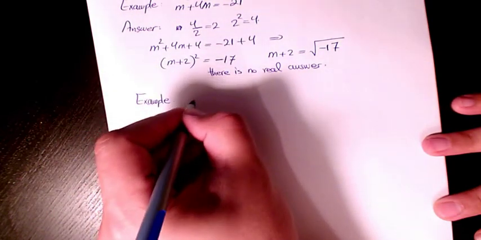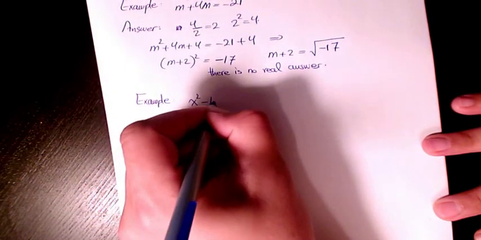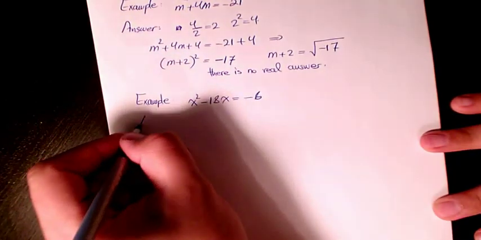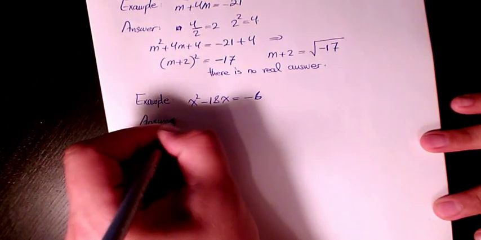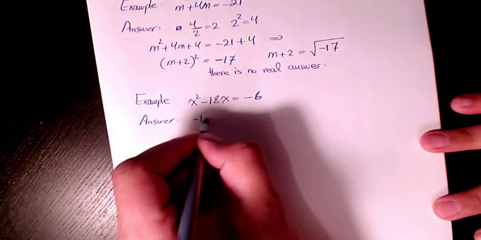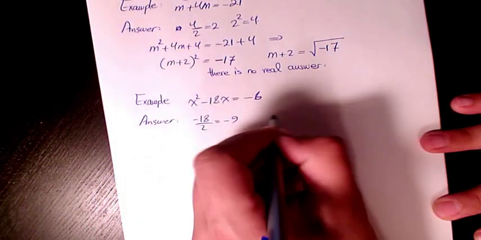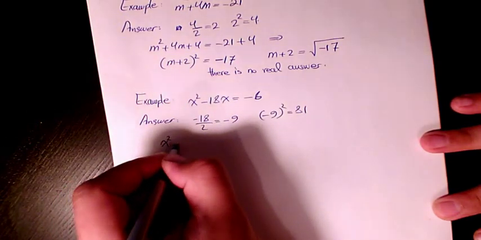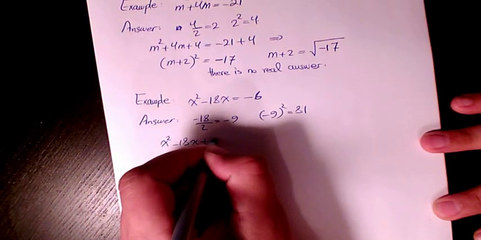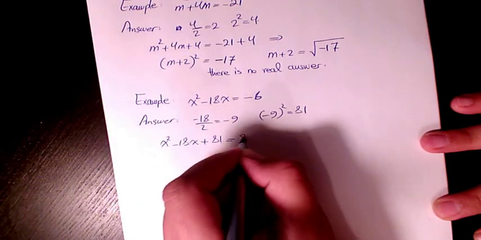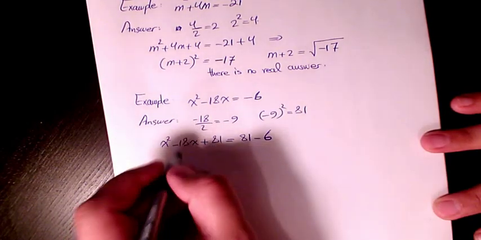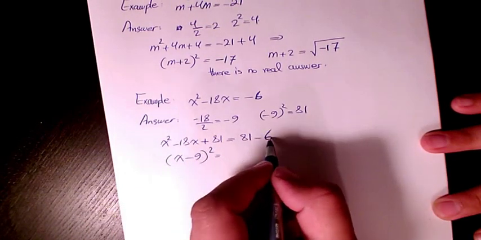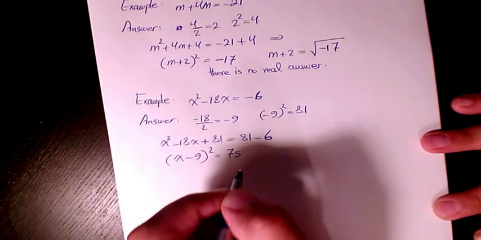We have x squared minus 18x equals negative 6. Negative 18 divided by 2 is negative 9. Negative 9 to the power of 2 is 81. So we have x squared minus 18x plus 81. And here we have 81 minus 6. So that will be (x minus 9) to the power of 2. And 81 minus 6 is 75.